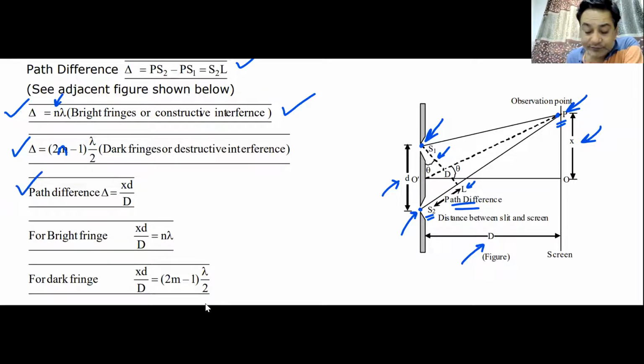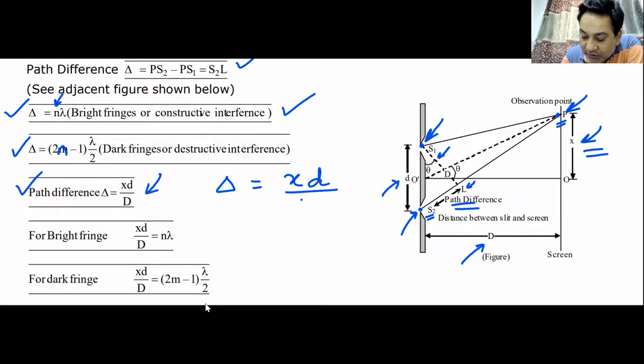Path difference, you can write in this formula. Remember this formula: path difference delta will be equal to x, where x is this value, into small d by capital D. For bright fringe, this must be equal to n lambda, where n starts from 1. For dark fringe, the value of n again starts from 1. It is odd multiples of lambda by 2. For bright fringe, it is multiples of lambda.